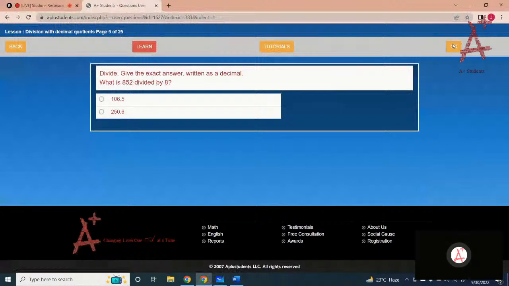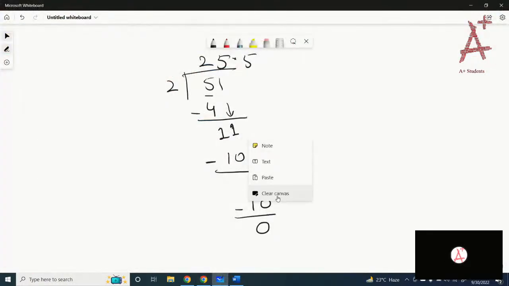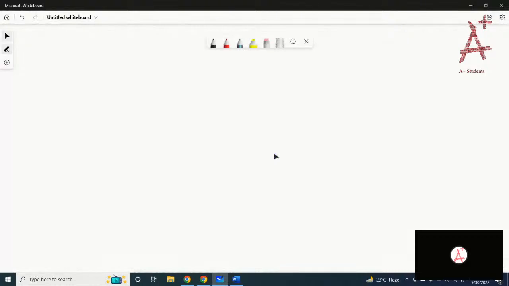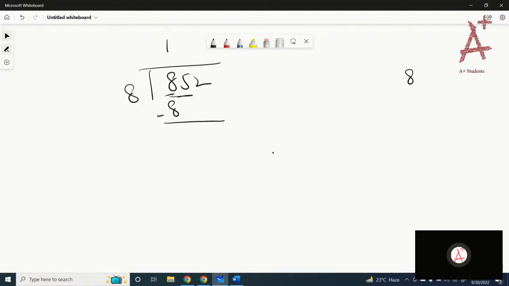Okay, the next one is 852 divided by 8. Okay, so you have to count a table of 8 until we get 85 or a number that is less than 85. So let me count now. We can divide 8 because 8 is equal to 8. So we can go for 8 times 1, isn't it? Yes, 8 times 1 is 8. So 8 subtract 8 is 0.